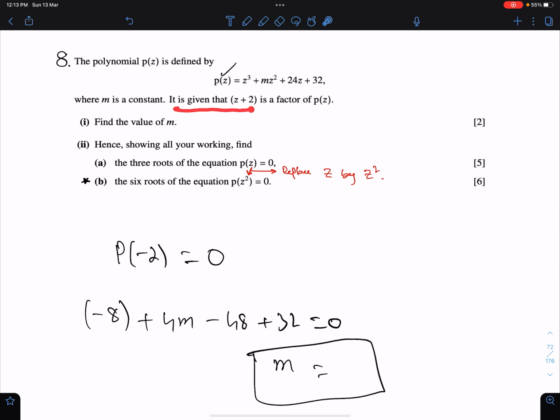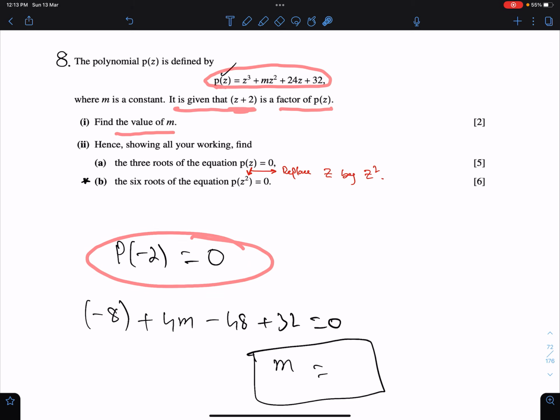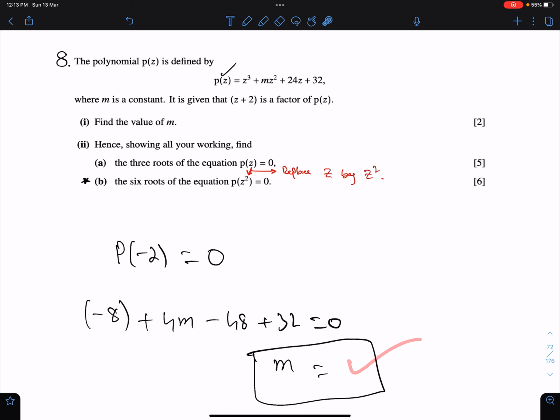It is given that z plus 2 is a factor of p of z. Find the value of m. This first part is very simple. We just need to substitute minus 2 into this equation and equate it to 0 like this. Hence we can get the value of m.